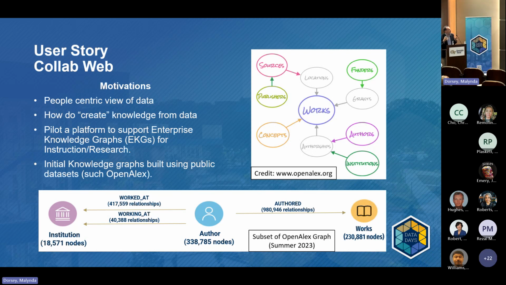At the bottom, you have kind of a quick sample. This is part of a snapshot of the graphs that the students have been building using an open source data set, which is called OpenAlex. That data set is actually the successor to something called Microsoft Academic Graph. So the students have been focusing on the people, the authors at the centers of the graph.